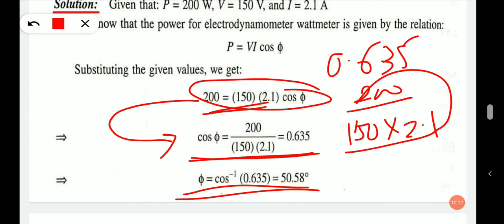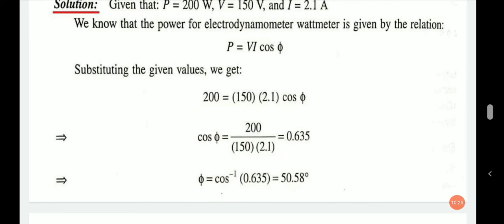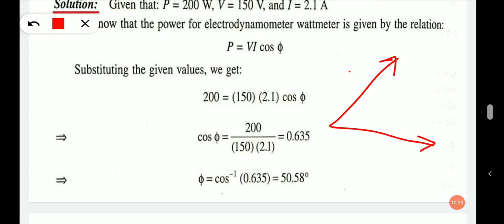So phi equals cos inverse of 0.635, and we will get phi equals 50.58 degrees. That means the angle between voltage and current, suppose these are the two quantities, voltage and current, will be 50.58 degrees.